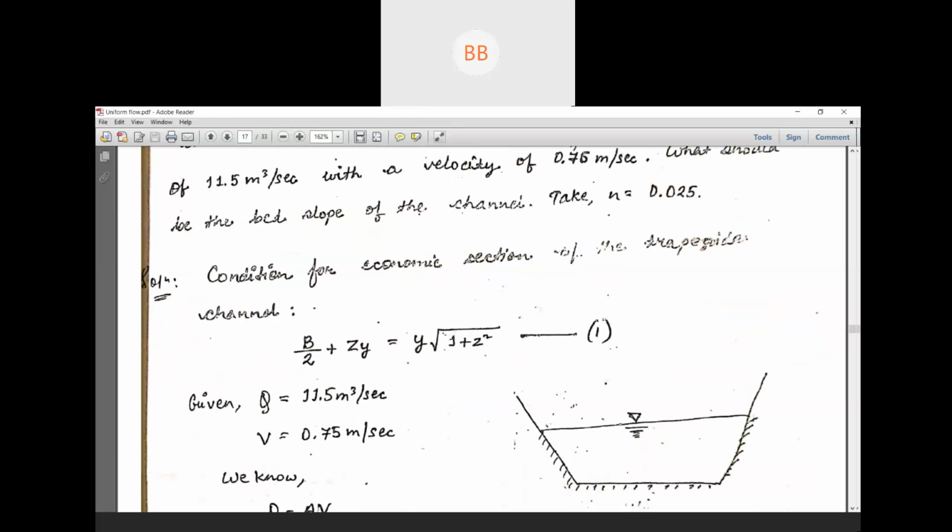Then we have to use the economic section condition for a trapezoidal channel. Sorry, the velocity is given, it is nothing but 0.75. Velocity is 0.75.